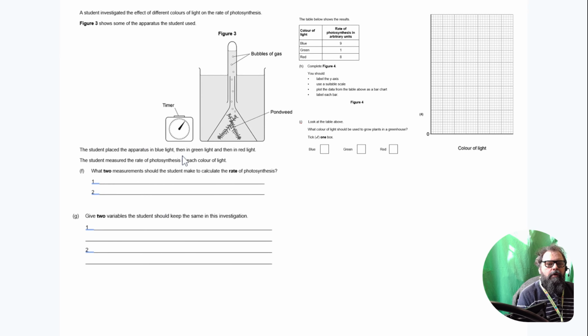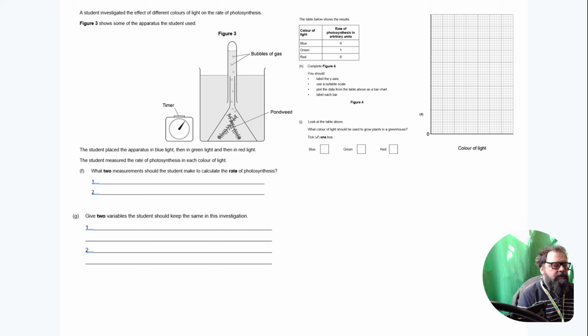Second part of this, we've got a diagram. It's the sort of setup you would have in your required practical to investigate photosynthesis. Read the information carefully at the top. It says a student investigated the effect of different colors of light on the rate of photosynthesis. So whatever they're investigating is like the title of your practical. How do different colors of light affect the rate of photosynthesis? The student placed the apparatus in blue light, then in green light, and then in red light. The student measured the rate of photosynthesis in each color of light.